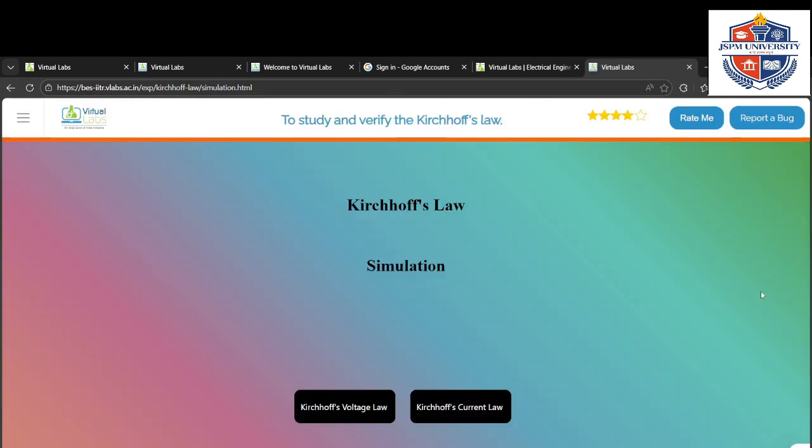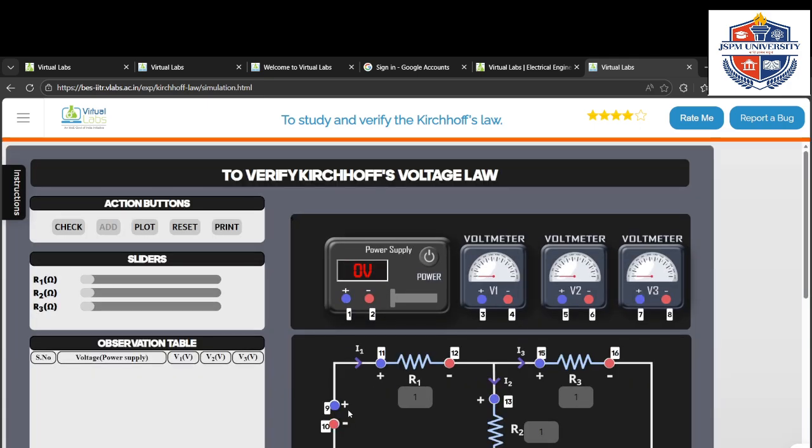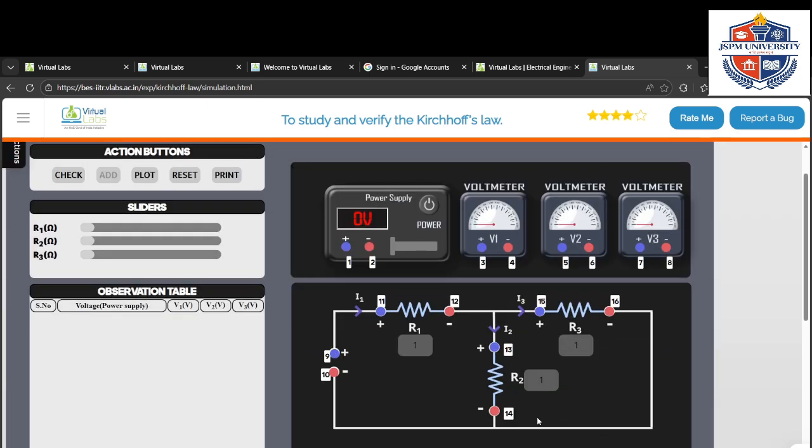When we go to the simulation page, we can see Kirchhoff voltage law as well as Kirchhoff current law. We can click Kirchhoff voltage law. In this case, we can see different values of resistance, R1, R2, R3, which we have to fix ourselves. This is the simulation environment wherein we have the power supply, 3 voltmeters connected, and the circuit with R1, R2, R3. If we vary the resistance, the values of the resistance will vary automatically and be shown in this small box.